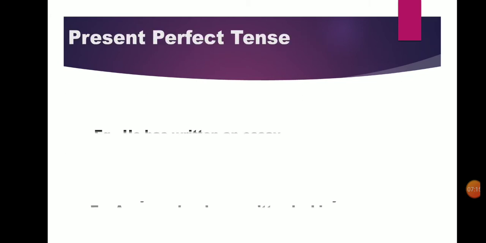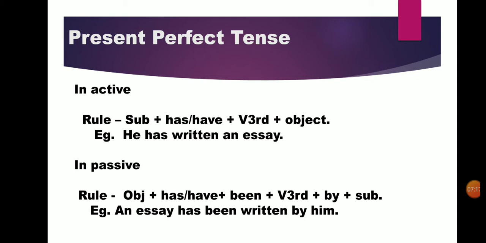Next is present perfect tense. There is a rule: in active voice we need subject, then according to the subject we will use has, have, then verb third form and then object. Example: he has written an essay.